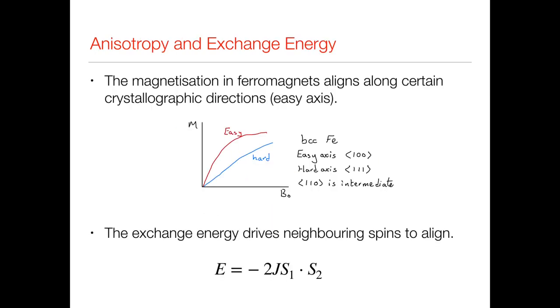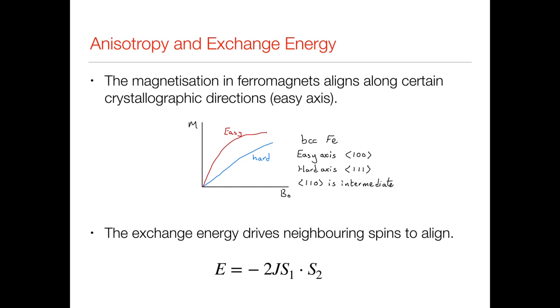So briefly about the anisotropy and the exchange energy. Now the magnetization in ferromagnets prefers to align in certain crystallographic directions. We call this the easy axis. So for something like BCC iron, the magnetization wants to be along 100 and the symmetry related directions. Whereas it's a higher energy state to be magnetized along 111, and 110 is somewhere between the two. So that means that the material naturally wants to have the magnetic moments pointing along 100, and if you tilt them away from that, that costs some energy.